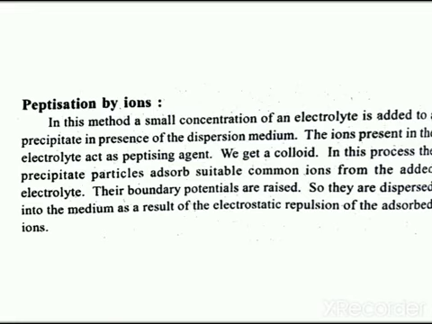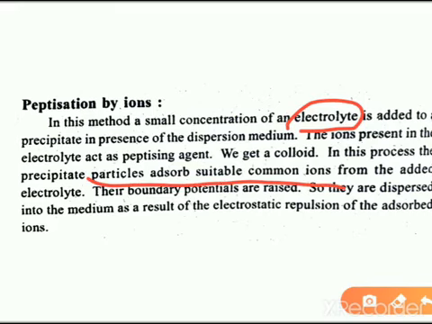In this method, a small concentration of an electrolyte is added to a precipitate in the presence of the dispersion medium. The ions present in the electrolyte act as the peptizing agent. So we get a colloid. In this process, the precipitate particles adsorb suitable common ions from the added electrolyte, and their boundary potentials are raised. So they are dispersed into the medium as a result of the electrostatic repulsion of the adsorbed ions.